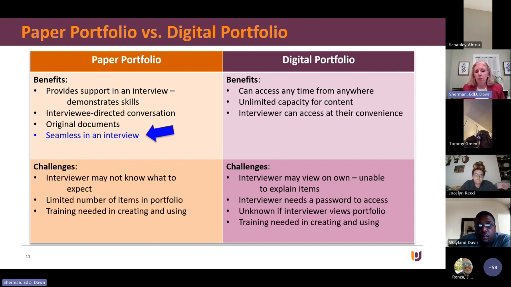Because again, you don't have to have a portfolio. This is on you if you want to, what goes in it, how you want to use it. No one's forcing you to do any of it. This is just where you're comfortable.